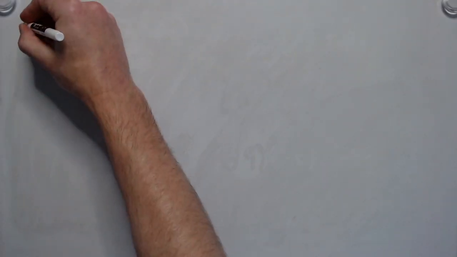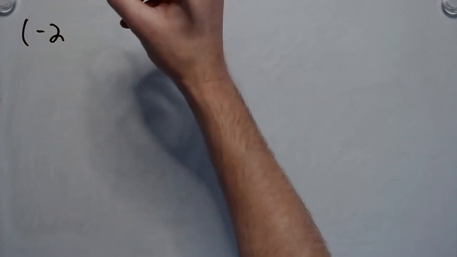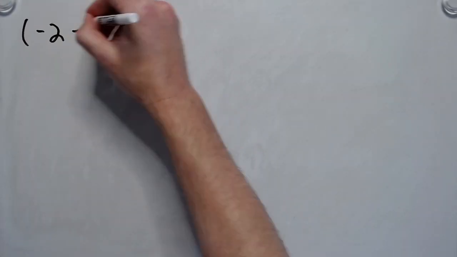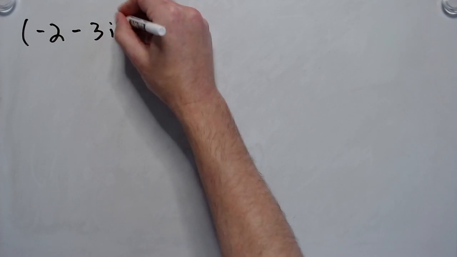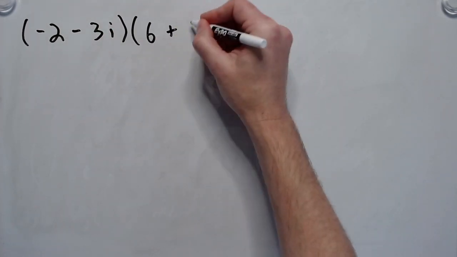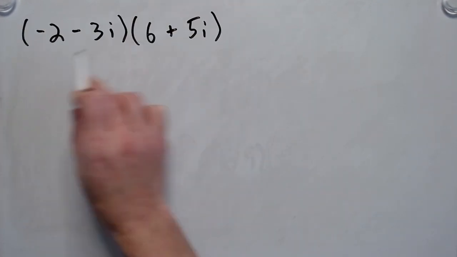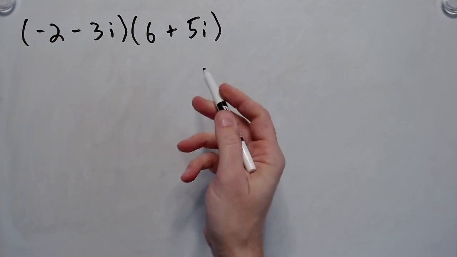All right, we're going to go up here in the corner, try to save as much room as possible. And the first complex number is negative 2 minus 3i. And we're going to multiply that by 6 plus 5i. So we can treat this like a binomial, and we're just going to FOIL this out.